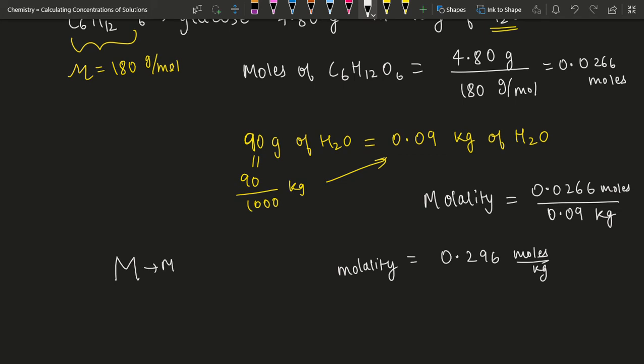And just like for molarity, we had a unit that we called molar, pronounced as molar, and it was moles per liter. We have a unit for molality as well, and it's represented by small m. It's called the molal. So instead of the r's, we're replacing the r's with the l's, and that's basically what the difference is. And it's equivalent to saying moles per kilogram. So 0.296 moles per kilogram or 0.296 molals. And so that's what the molality is.